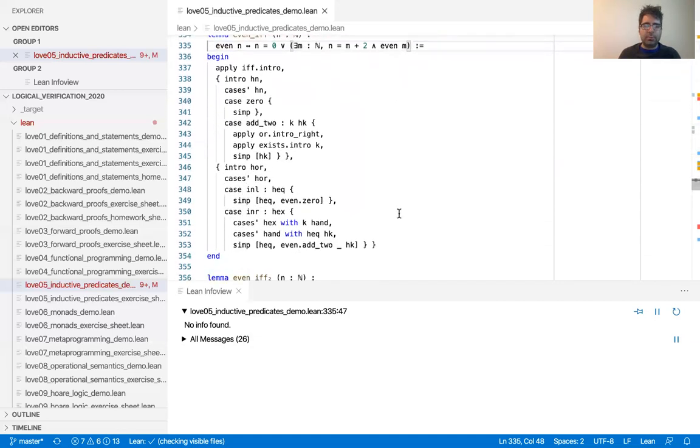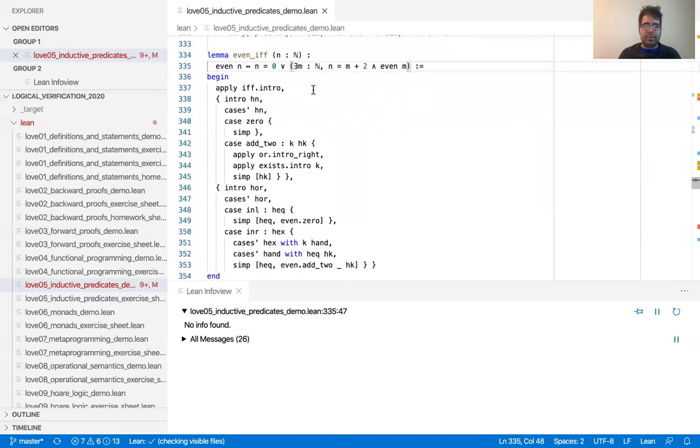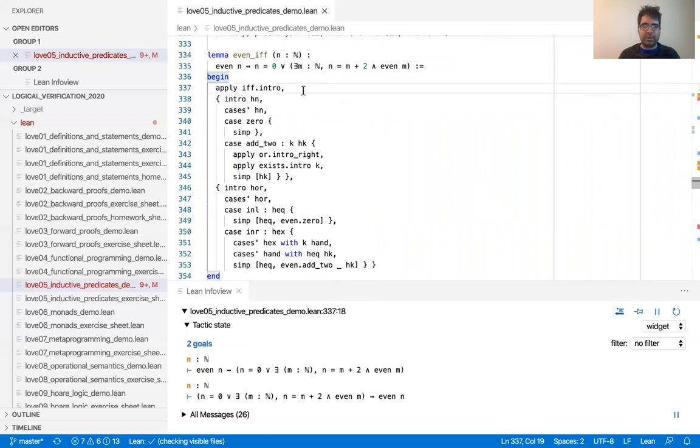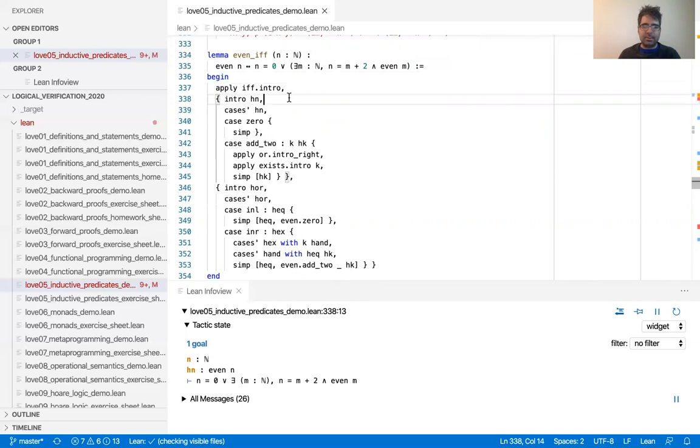And this is the proof, which I'll just leave as an exercise. But again, you just have to be systematic. So this is an if and only if. So we do this kind of introduction. Then we have an implication, right? So I can do one direction maybe. Then we have even of n, right?